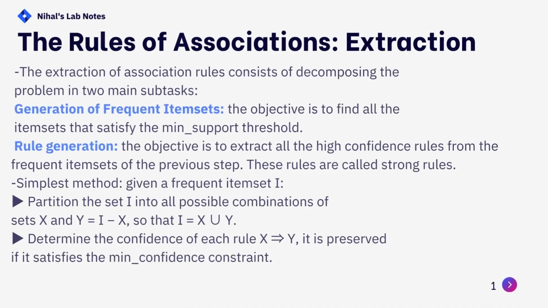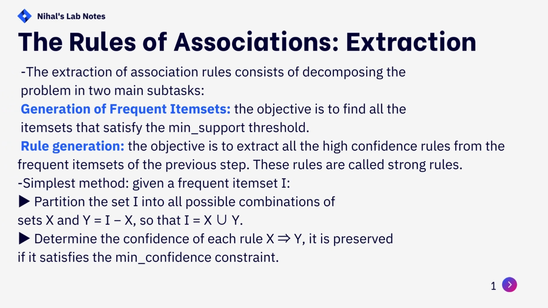First, let's get started with the extraction of association rules. The extraction of association rules consists of decomposing the problem into two main sub-tasks. The first is generation of the frequent item sets. The objective is to find all the item sets that satisfy the minimum support threshold. The second is rule generation. The objective is to extract all the high confidence rules from the frequent item sets of the previous step. These rules are called strong rules.